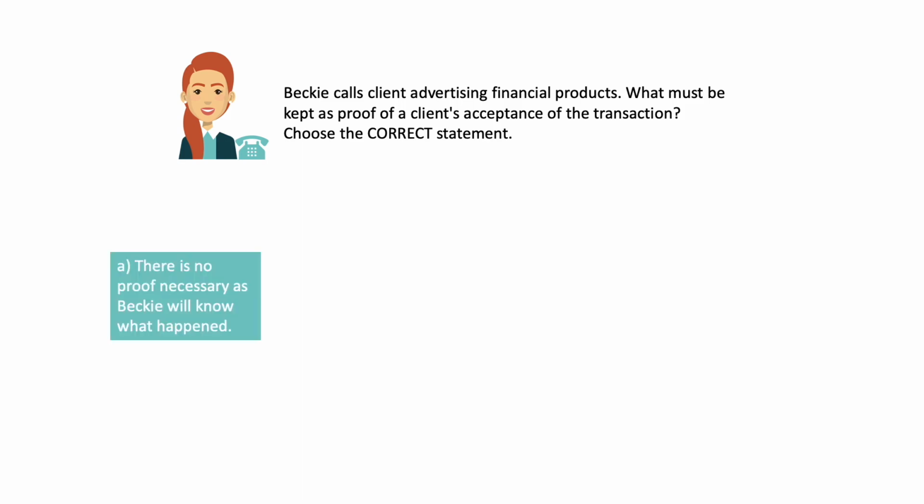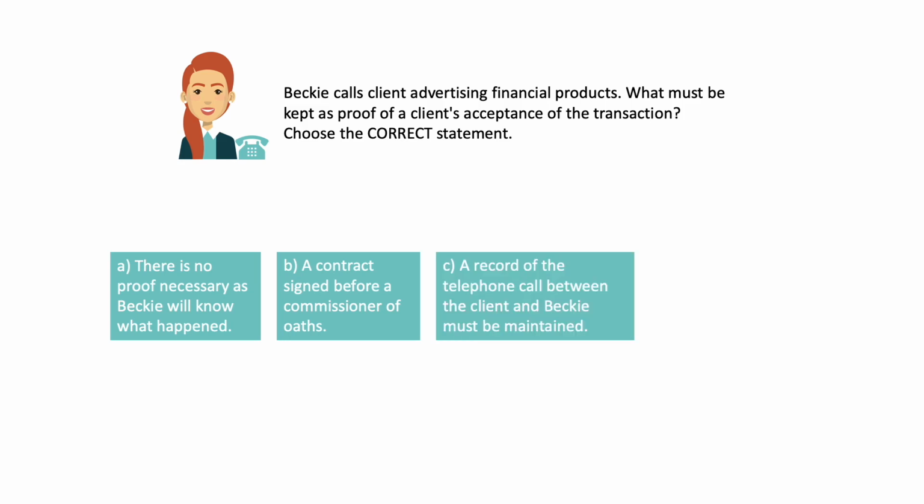There is no proof necessary as Becky will know what happened. B. A contract signed before Commissioner of Oaths. C. A record of the telephone call between the client and Becky must be maintained. D. A record of the telephone call and the signed contract.